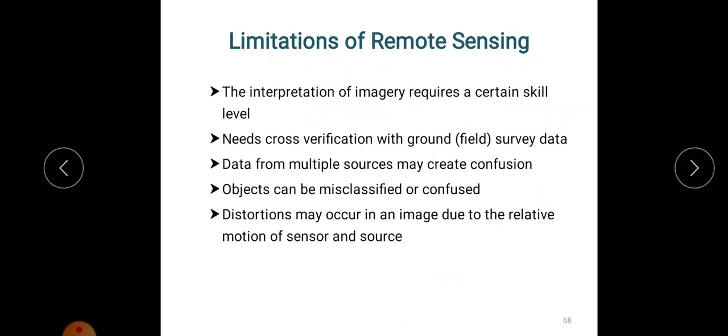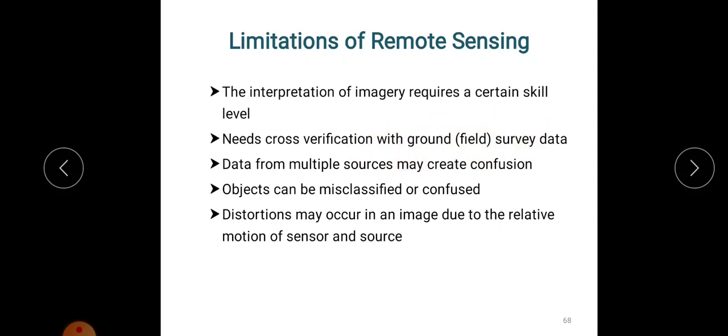Then some of the limitations are: the interpretation of imagery requires a certain skill level, that is, skill is very much needed, because normal people cannot use this remote sensing system. We have to study the principles and all that, so it requires a certain skill, and it needs cross verification with ground survey data. We cannot depend blindly on this data, we have to cross verify with the ground data.